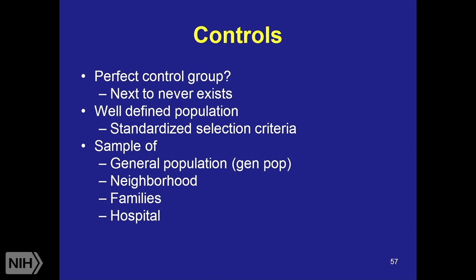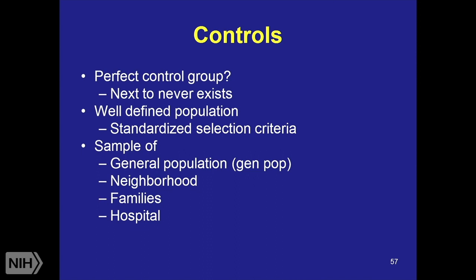A lot of times you'll see matching on different variables that they think aren't involved to try to get your controls as similar to the cases as possible. You again need very standardized selection criteria, and you may have multiple control groups. Sometimes you'll see something called GenPop. It means general population. So they may pull samples from the general population to be a control group.